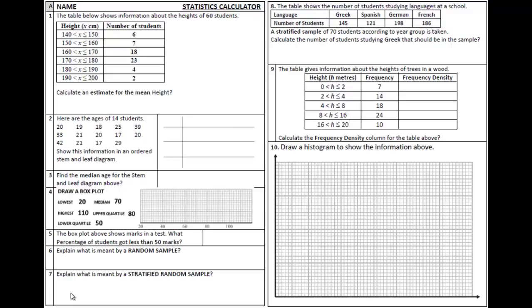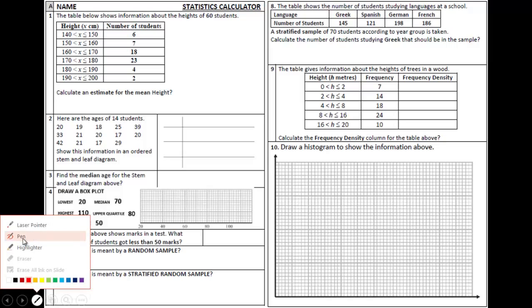This is the statistics calculator set A worksheet. So let's have a look at what the worksheet looks like. This is what you should be seeing as you do it. And let's just get the pen up.